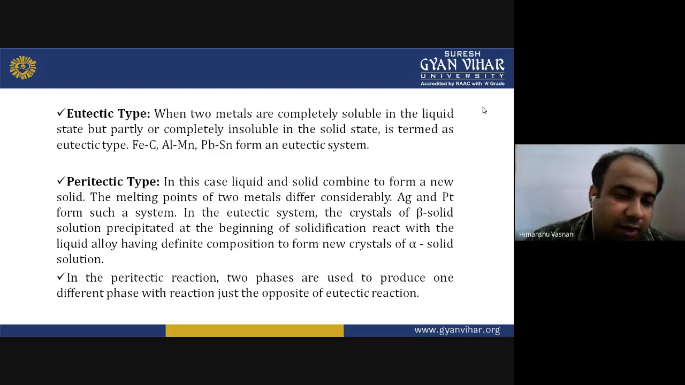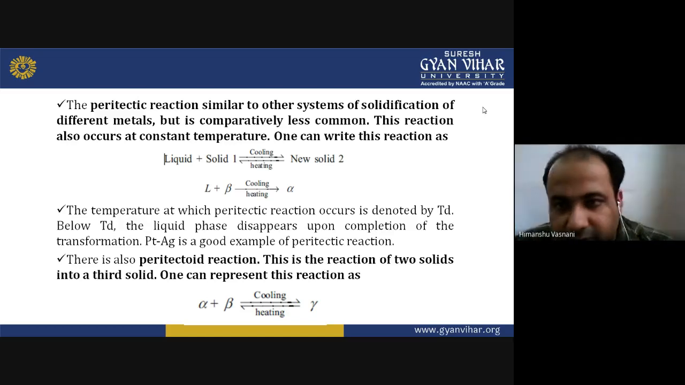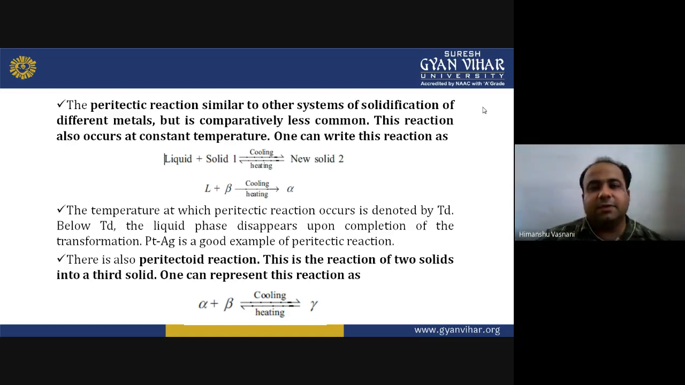The solid and liquid combine to form a new solid. Now two phases are used to produce one different phase, with a reaction just the opposite of the eutectic reaction. The peritectic reaction is similar to other systems of solidification of different matter but is comparatively less common. Okay, this reaction also occurs at constant temperature.